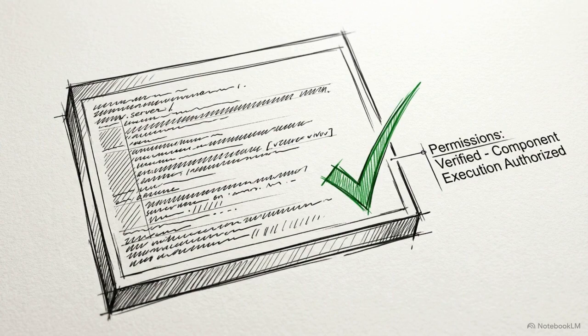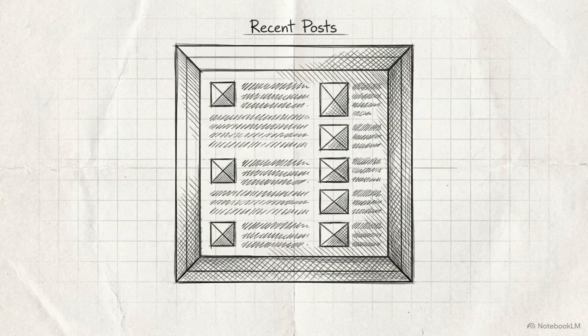Shifting configuration validation and access control strictly to the attribute layer secures the execution environment before any actual rendering begins. The component only runs when it is safe, valid, and authorized.